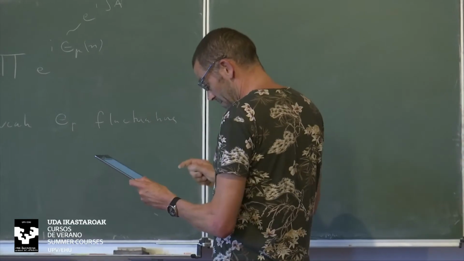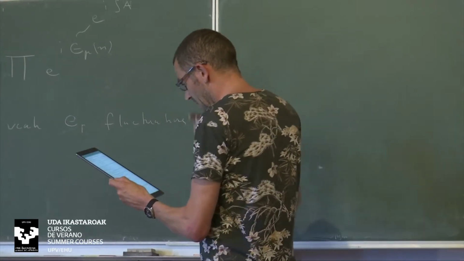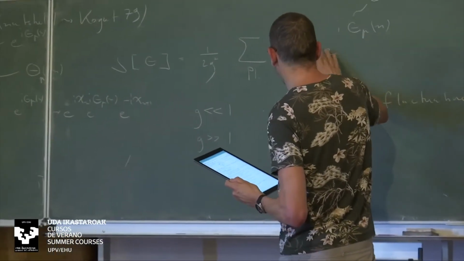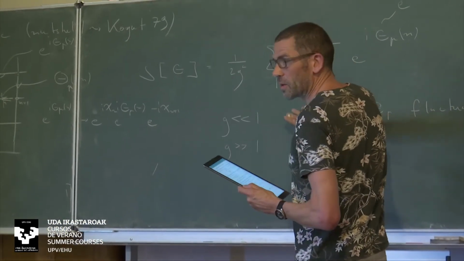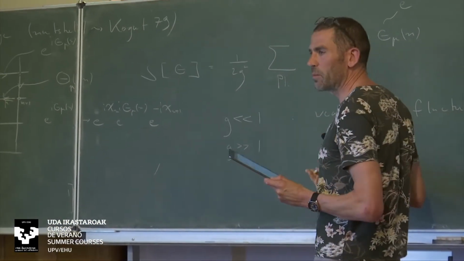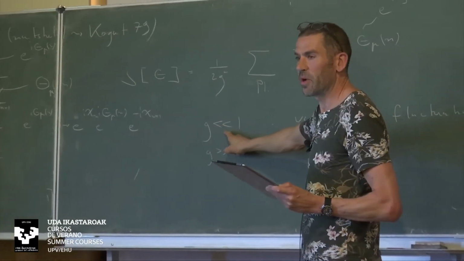So let me now quickly explain how we can get a grip on these different phases. What are we supposed to do? Let's start with this one, G much smaller than 1.